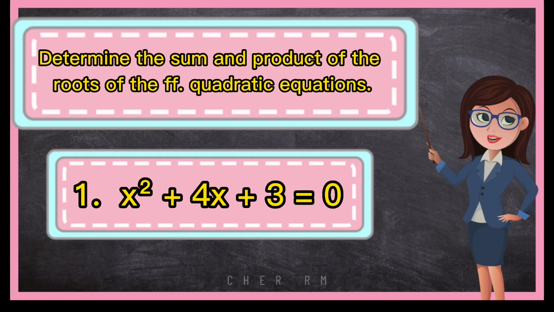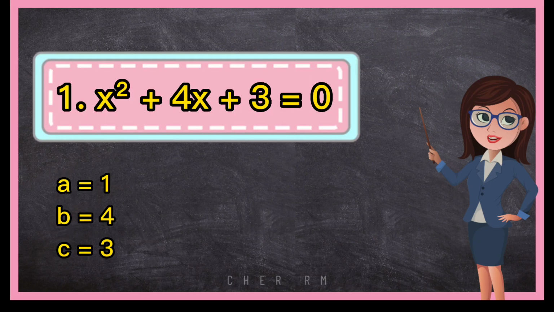First, write the equation in the form of ax squared plus bx plus c equals 0. Then after that, determine the values of a, b, and c. So we have a equals 1, b equals 4, then c equals 3. Then get the sum of the roots.